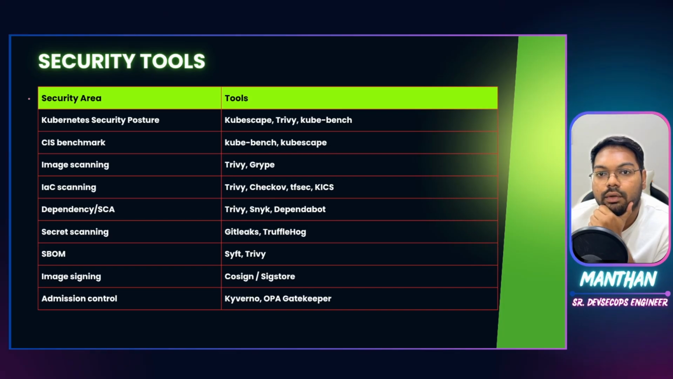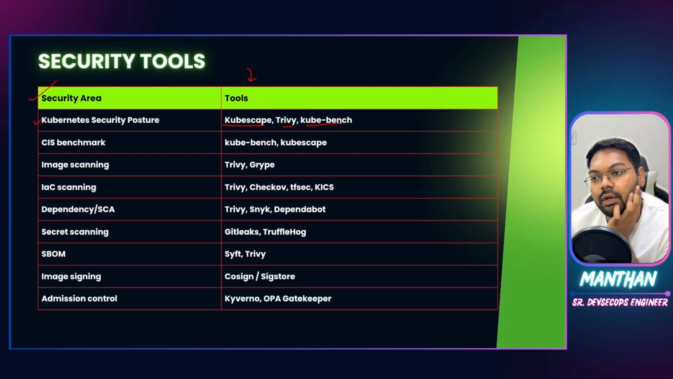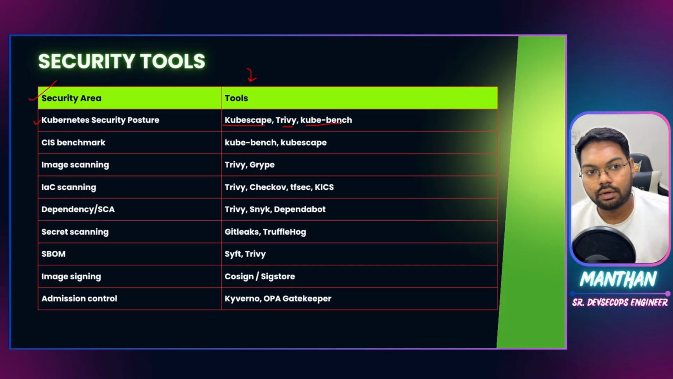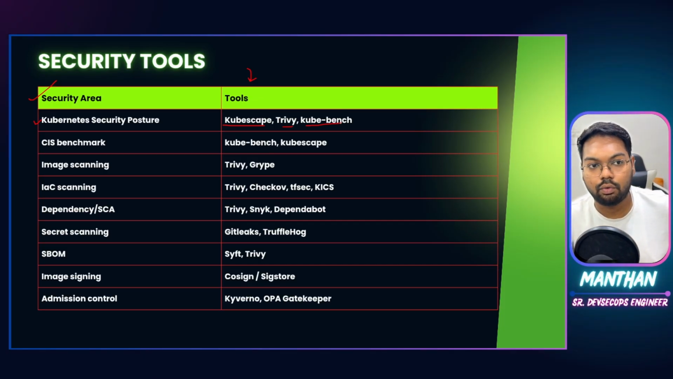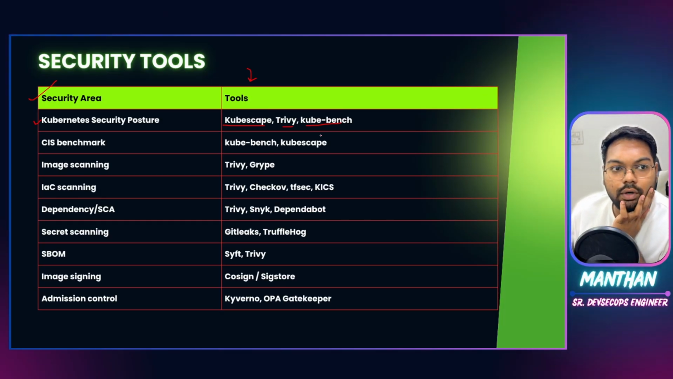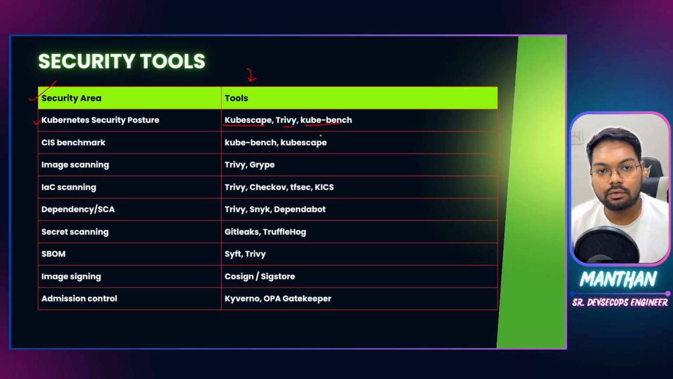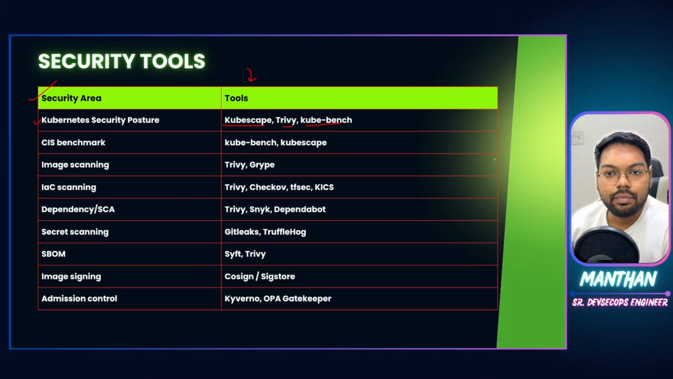We can say what security area is there and what tools you can implement. If you want to know your Kubernetes security posture, you need to go with these tools: Kubescape, Trivy, or Kubebench, which can scan your cluster and then tell you how secure your Kubernetes clusters are, or if they are not secure at all. So that's why security posture is really important. You can find something like my cluster is 50% secure, my cluster is 100% secure from these type of tools.